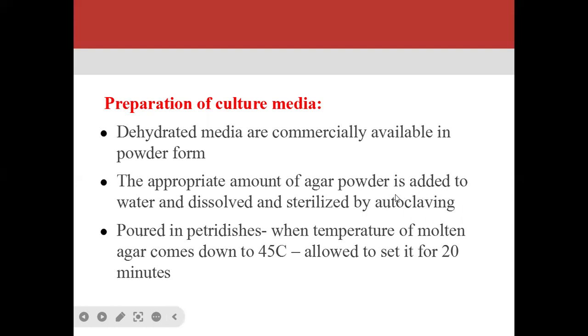And after that, this culture media is poured into petri dishes. It is transferred into petri dishes when the agar comes to 45 degrees centigrade, and keep it aside. Allow it to set for 20 minutes. So this is preparation of culture media.